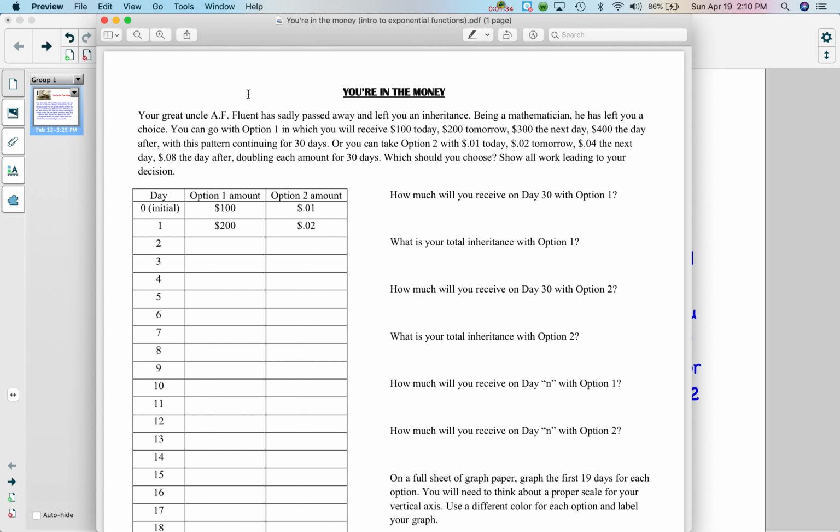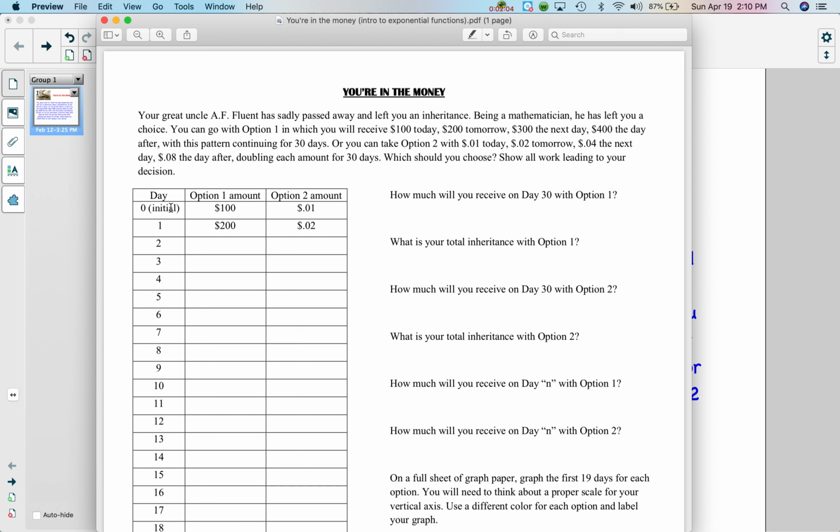So here is just the problem that I read, and this is just a way to organize your work. I'm calling that initial day, day zero. So that is that first day. You could either get $100, or with option two, you would start with 1 cent. Then one day later, we're calling day one. There's a reason why, later, when you see this pattern. So on day one, you would have $200, because that would be 1 day later, or with option two, you would have 2 cents.